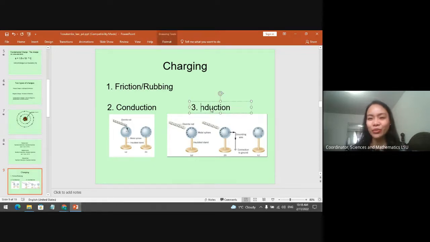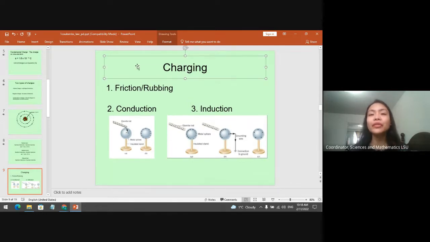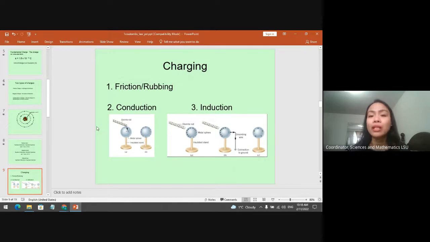Okay, so the third one is induction. For induction, there will be no direct contact between the objects. Say for example, you have your metal sphere. This metal sphere is neutral, and you have your ebonite rod, which is negatively charged. And then you just put it near the metal sphere. There is no direct contact. If you take a look at that, the two objects are not touching each other, while in conduction, the two objects are touching each other.